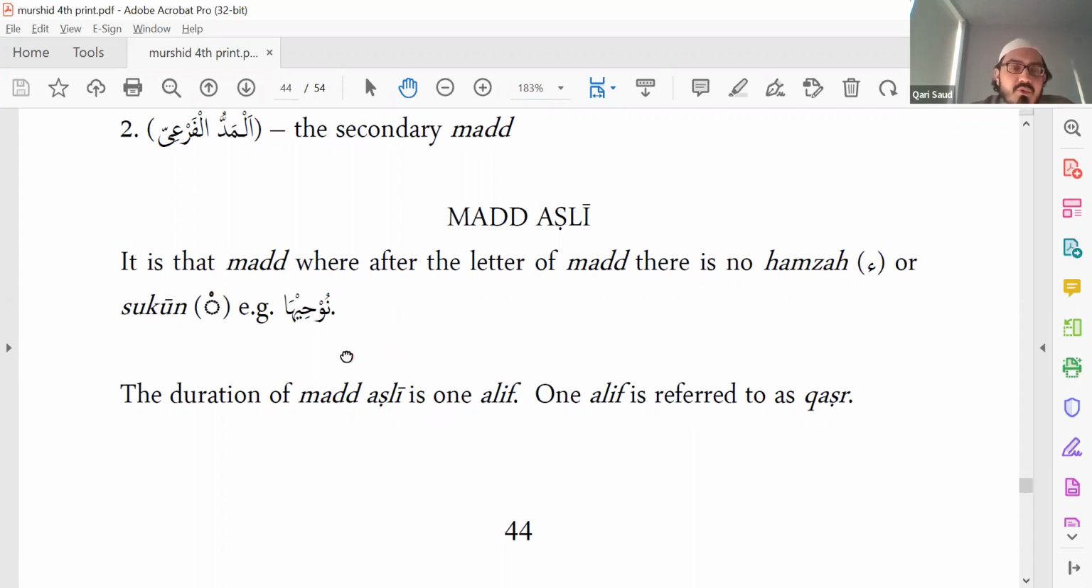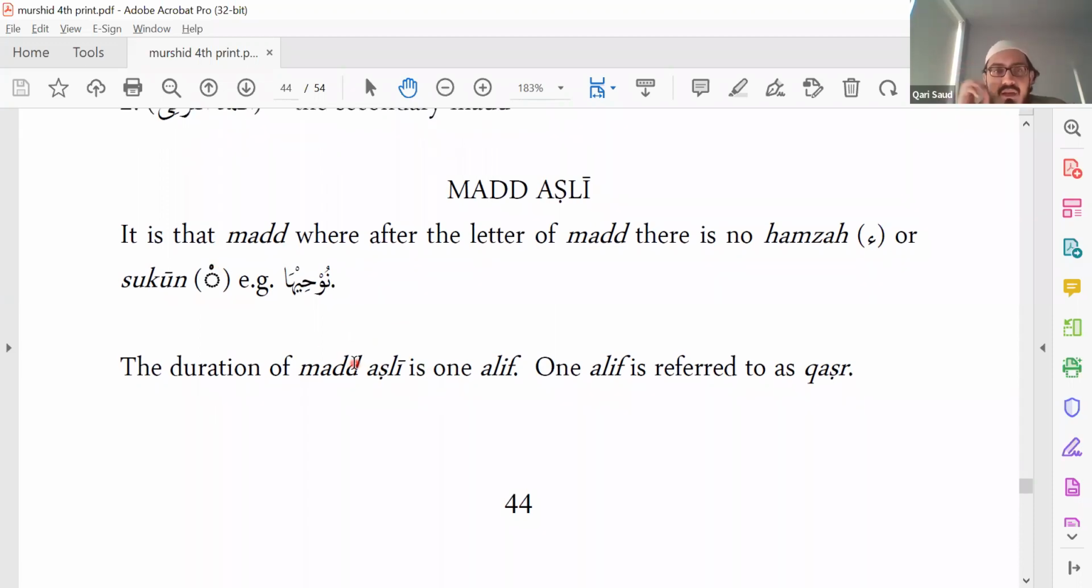So look at this example, nuhiha. It actually combines all three letters of mad. Again, what are the letters of mad? Alif, waw, or ya. The letters of mad are alif, waw, or ya. And you can remember them in the phrase nuhiha. So this word actually has all three combined.